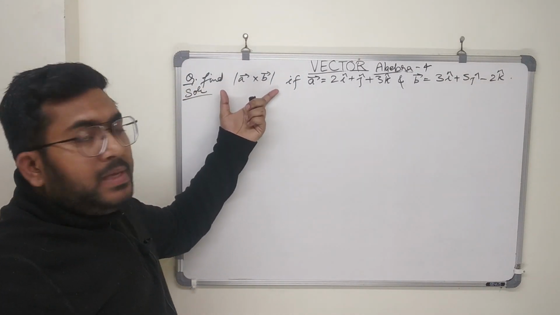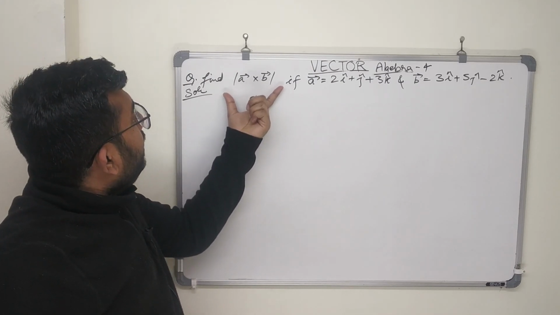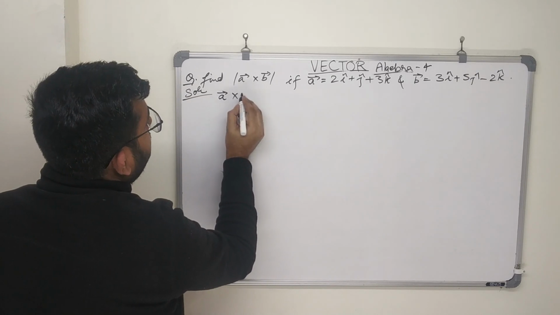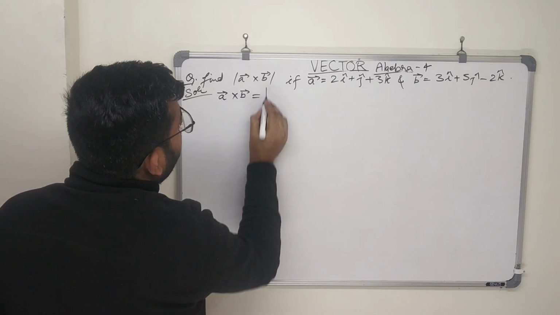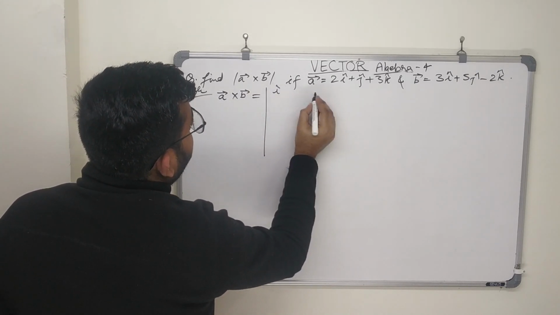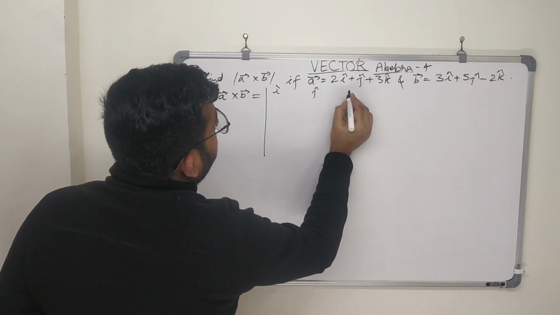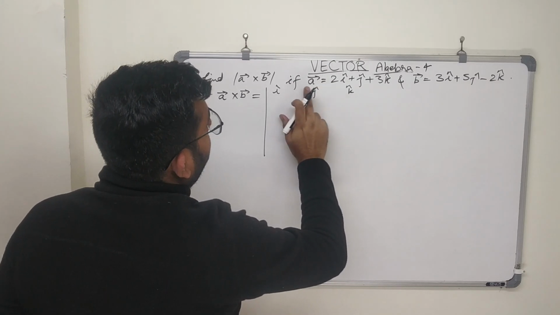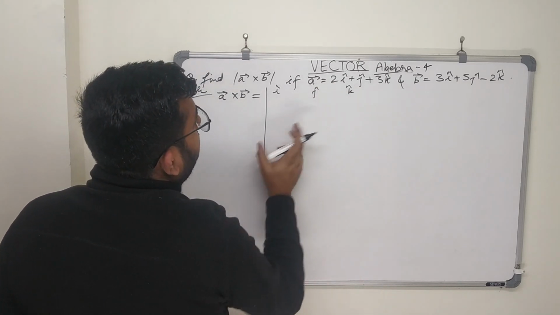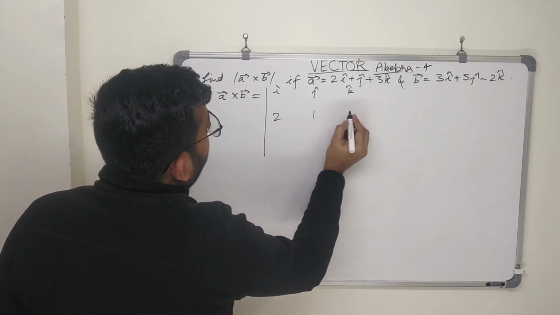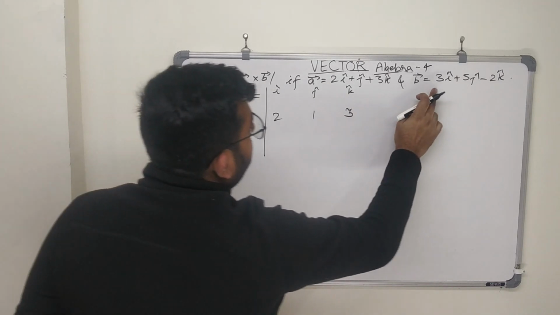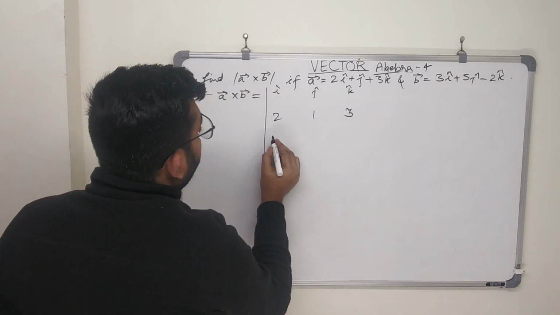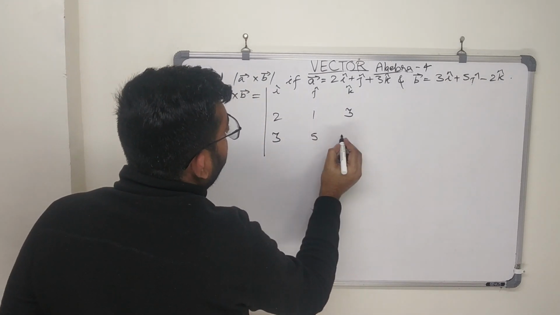So to find the magnitude of A cross B, first we have to find A cross B, that is A vector cross B vector. So this will be equal to i cap here, j cap here, and k cap here. Now we will put the scalar components of A vector, that is 2, 1 and 3, and then the scalar components of B vector, that is 3, 5, minus 2.